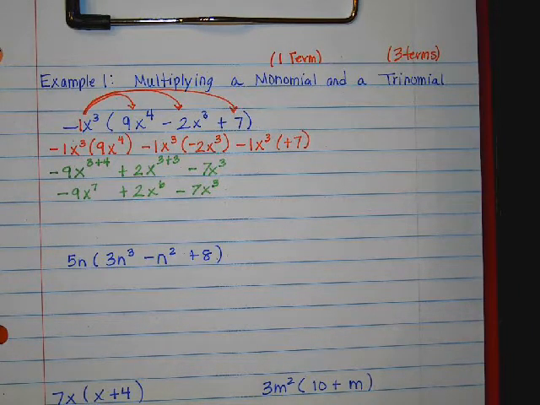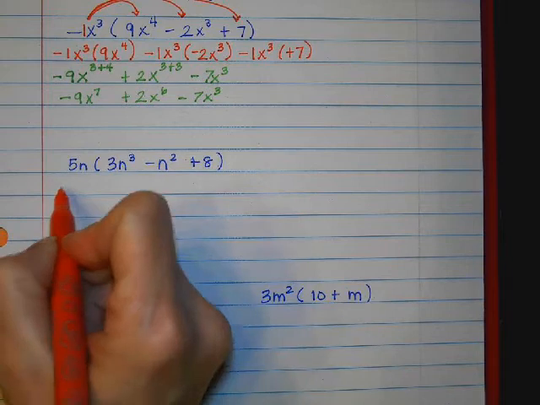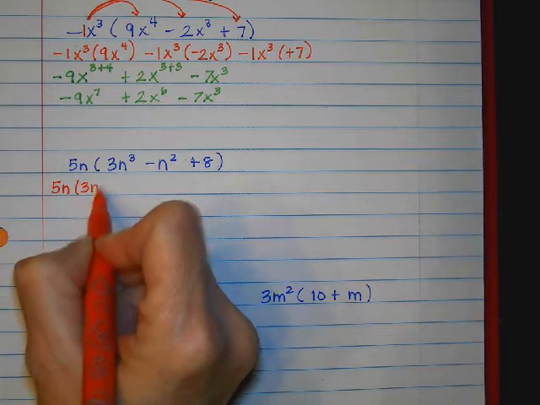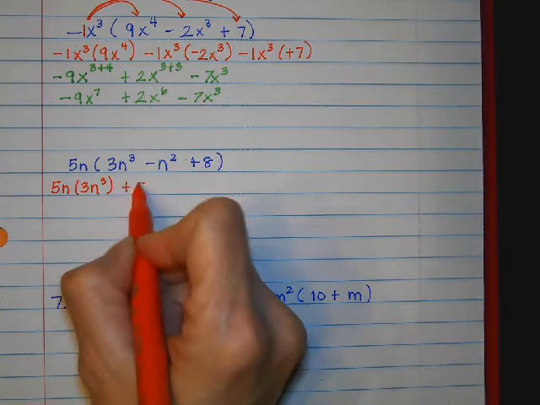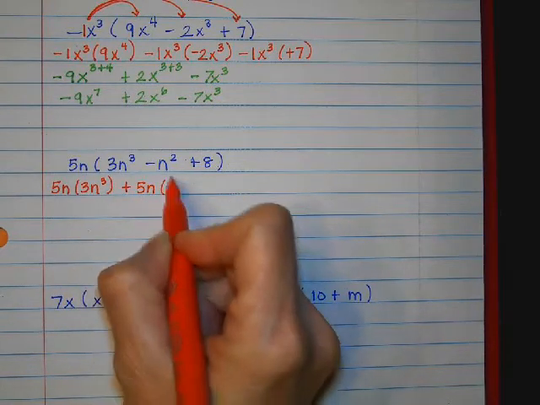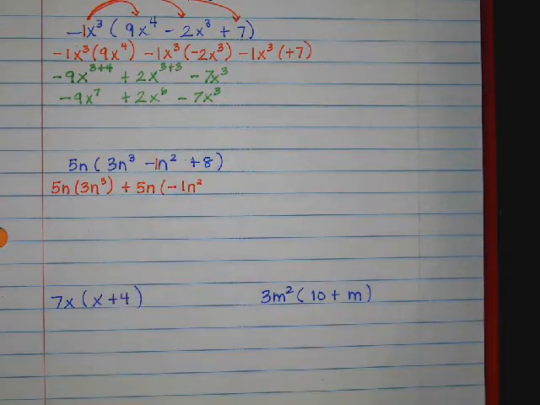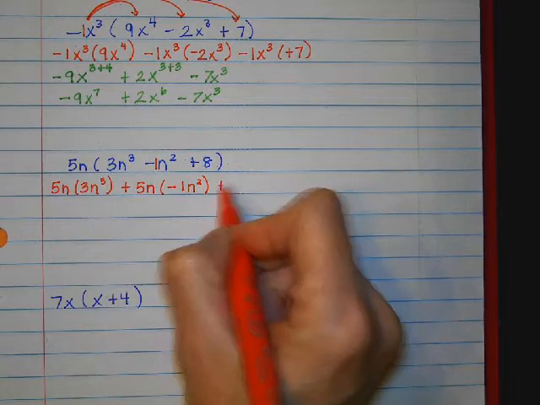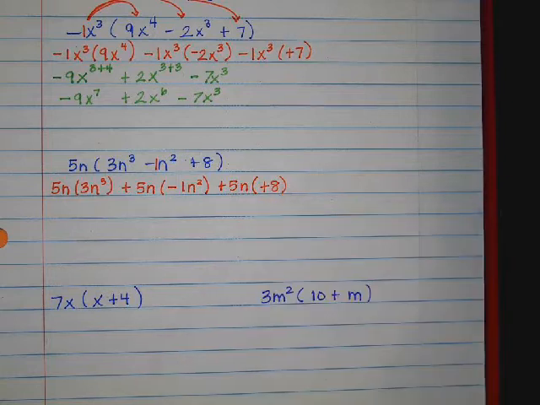Alright, so now we're going to do the same thing for the second one. Here we go. We're going to take our 5n on the outside and multiply it by the first term, which is 3n to the third. Our 5n is positive, so positive 5n times our second term, which is negative 1n to the second. I want to put that 1 in there so I know it's a negative 1. And then plus 5n times my positive 8 on the very end.